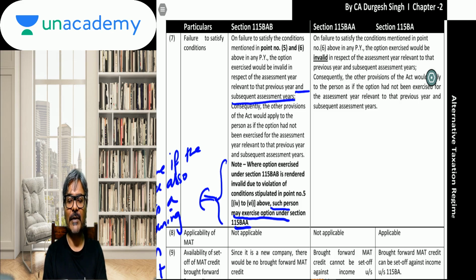And so far as 115BAA is concerned, point number 5 was not there at all, because the focus of point number 5 was only on the manufacturing part. The focus of point number 6 is not on the manufacturing part, but is in respect of what?